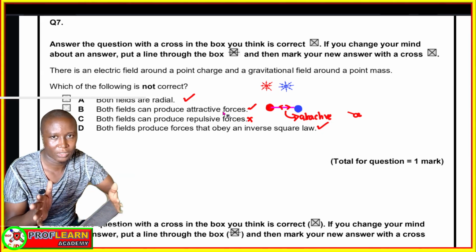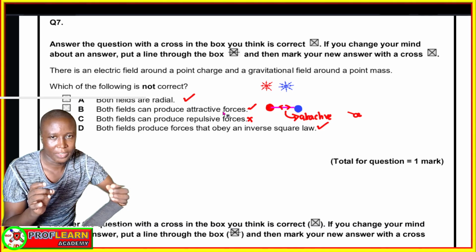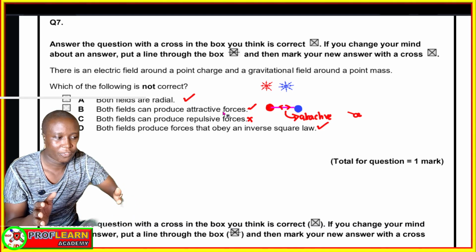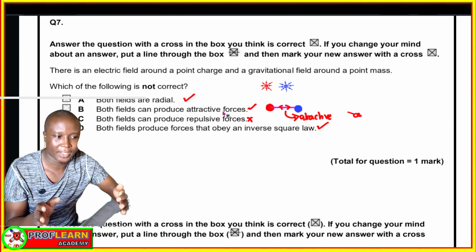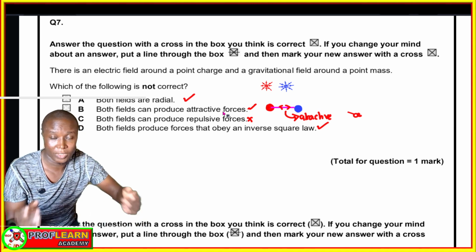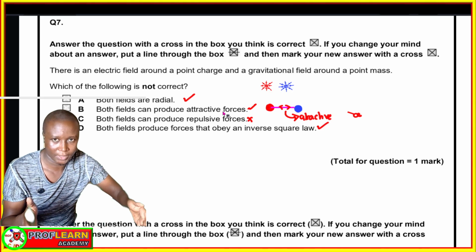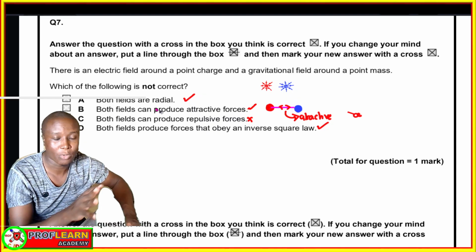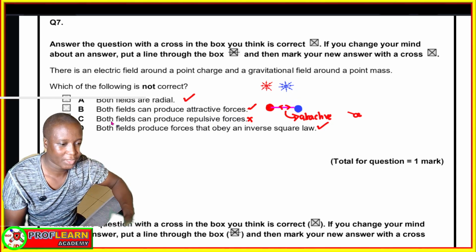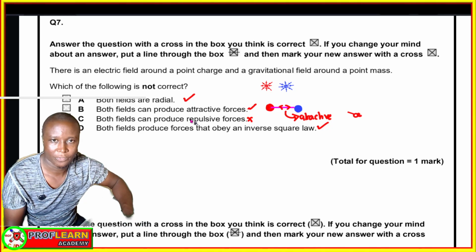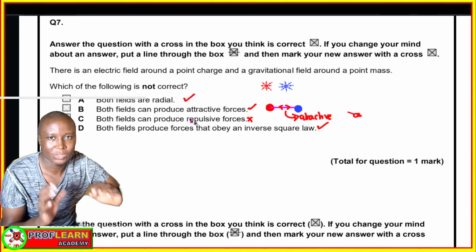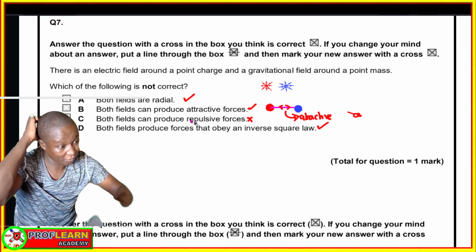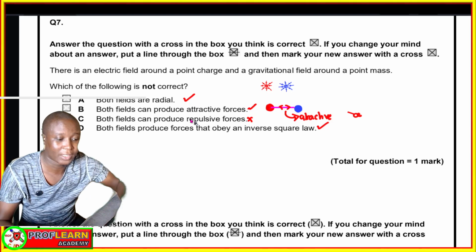The gravitational field created is attractive for any masses. But for charges, the electric field can be either attractive or repulsive, depending on the type of charges that are available. So we can say both fields can produce attractive forces, that's correct. Both fields can produce repulsive force, no. Masses will never produce repulsive force, because gravitational force or gravitational fields are only attractive.